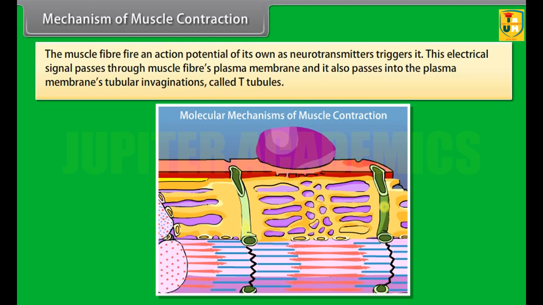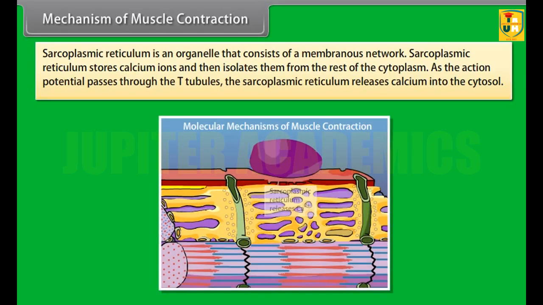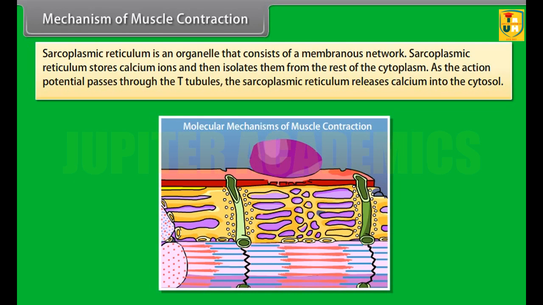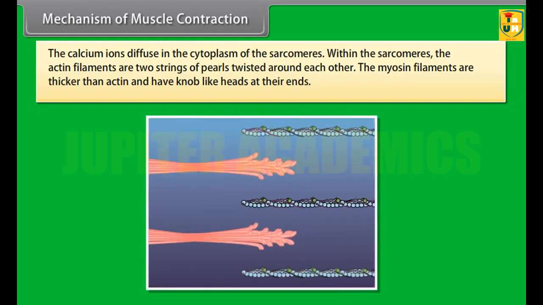This electrical signal passes through muscle fibers, plasma membrane, and it also passes into the plasma membrane's tubular invaginations called T-tubules. Sarcoplasmic reticulum is an organelle that consists of a membranous network. Sarcoplasmic reticulum stores calcium ions and then isolates them from the rest of the cytoplasm. As the action potential passes through the T-tubules, the sarcoplasmic reticulum releases calcium into cytosol. The calcium ions diffuse into the cytoplasm of the sarcomeres.